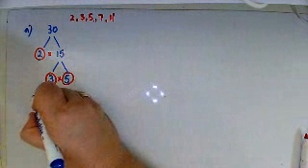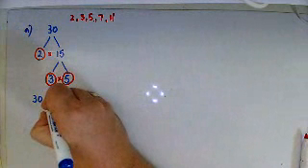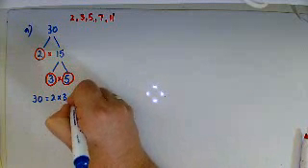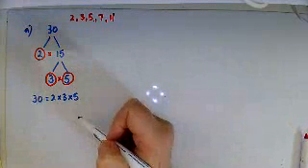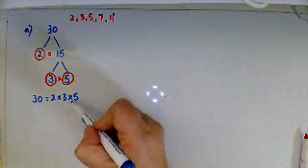Okay, so just to finish it off, I would write it as 30 equals 2 times 3 times 5. And always just check that that's right. 2 times 3 is 6 and 6 times 5 is 30.